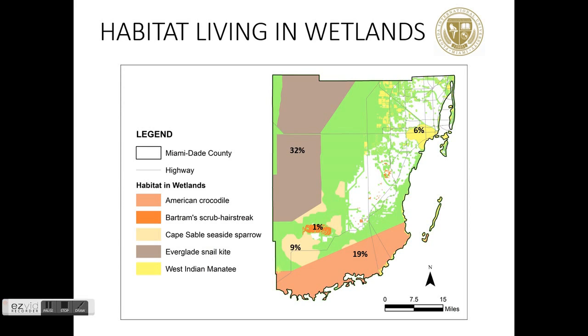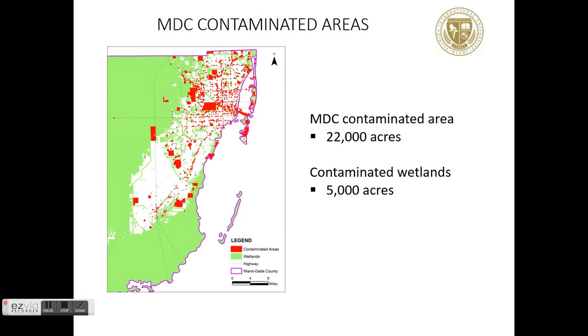Now let's talk about the Miami-Dade County contaminated areas. The Miami-Dade area has approximately 22,000 acres that are contaminated. Approximately 5,000 of that contaminated area are wetlands. These contaminated areas are located on the east side of the county. Usually, most of these areas are located in the development area.